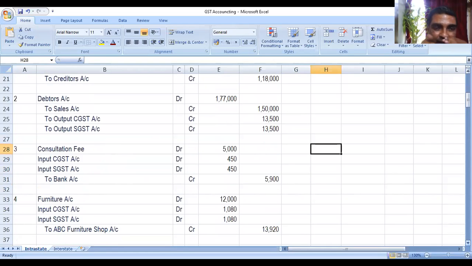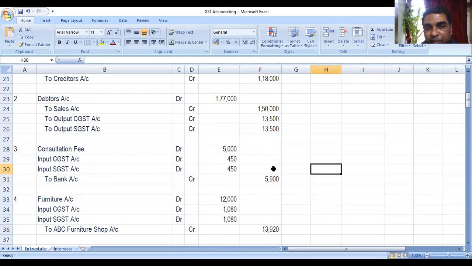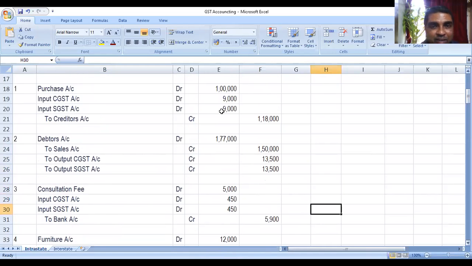The third thing is that I'm also paying consultancy fee. When I'm paying, I'm availing that input service. Input CGST account, I have already opened this ledger, 450 rupees. Consultancy fee is an expenditure, so debit that expenditure, consultation fee 5,000 rupees. Input CGST 450, input SGST 450. Here, assume that payment is made by bank. So 5,900 is paid, and input CGST and SGST is available, 450 each. Earlier also there is an input CGST and SGST. How much is available? 9,000 each. Are you getting me up to this?